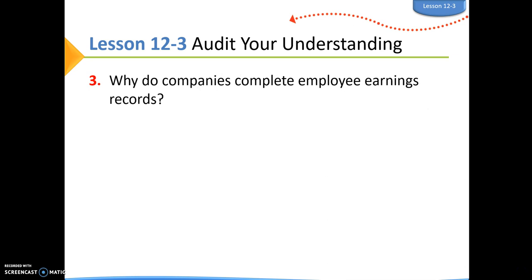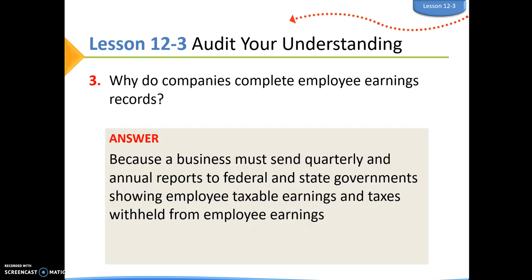Why do companies complete employee earnings records? Because a business must send quarterly and annual reports to federal and state governments showing employee taxable earnings and taxes withheld from employee earnings.